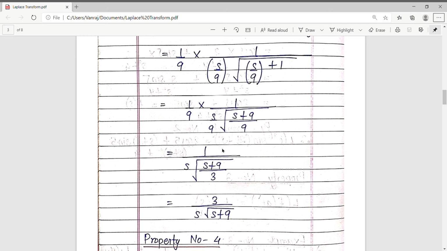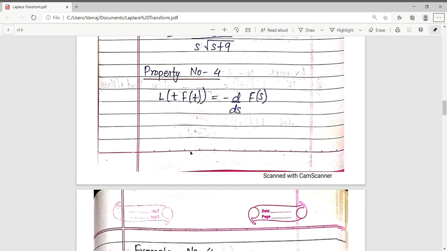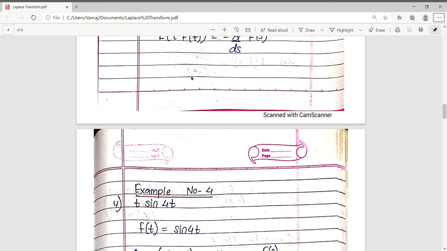Now we will see property number 4. Property number 4 says that if we have to find the Laplace transform of t times f(t), then it will be minus the derivative of F(s). We will get F(s) by simply taking the Laplace transform of f(t). Now we will see this property with an example.